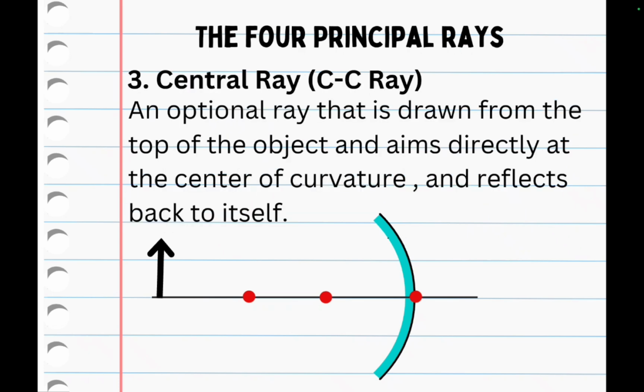Okay, number 3, the central ray or the CC ray. Central deals with the center of curvature. So it is an optional ray that is drawn from the top of the object and aims directly at the center of curvature and reflects back to itself. It is optional because you may or may not use it, depending on the location of the object.